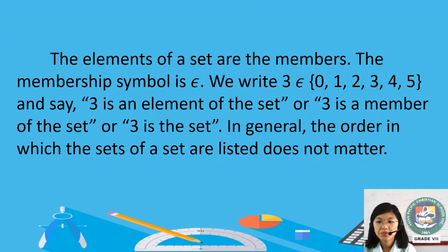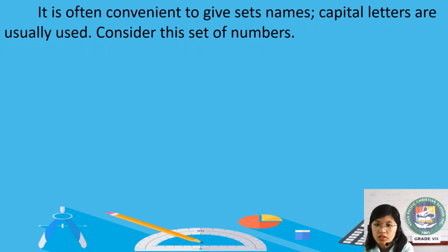Next, the elements of a set are the members. And the membership symbol is this one. Ayan. And we write 3 is an element of {0, 1, 2, 3, 4, 5}. We say 3 is an element of the set, or 3 is a member of the set. And in general, the order in which the elements of a set are listed does not matter. It is often convenient to give sets names, and capital letters are usually used.